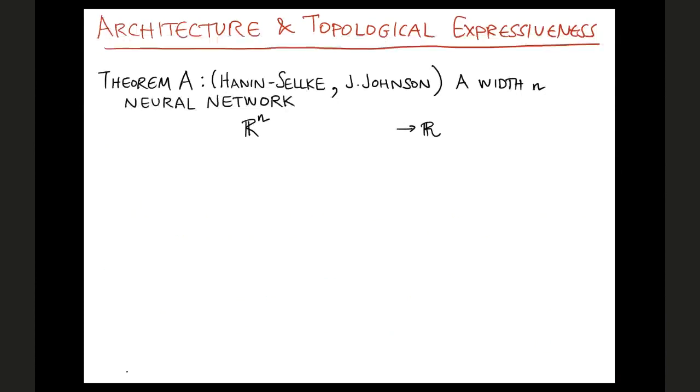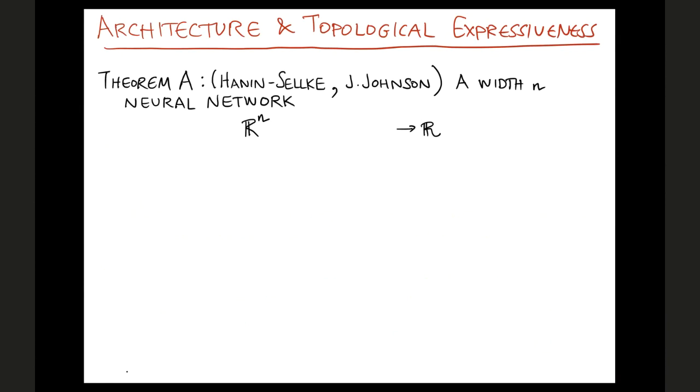Okay, so let me now swerve a little bit. I told you that a sufficiently complicated neural network, from the point of view of the total complexity, the sum of all the dimensions of all the layers, is a universal approximator.